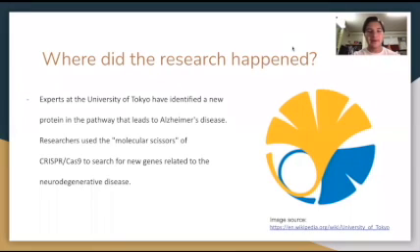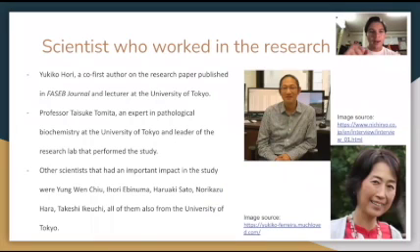Well, let's talk about where the research happened. Experts at the University of Tokyo in Japan identified a new protein pathway that leads to Alzheimer's. And what the researchers did is that they used the molecular scissors of CRISPR to search for new genes related to Alzheimer's. And among the scientists who worked in this study, there was Yukiko Hori.